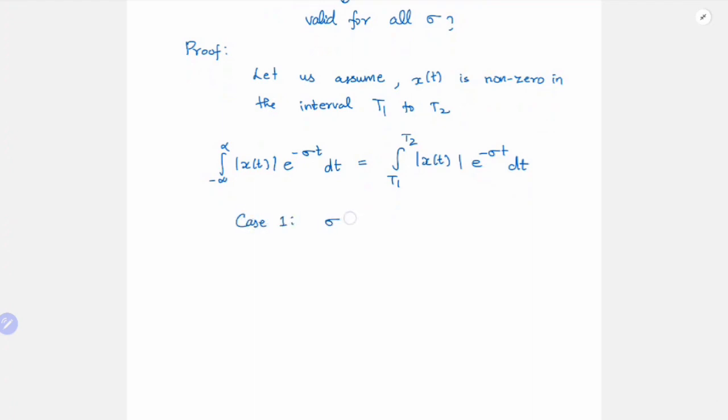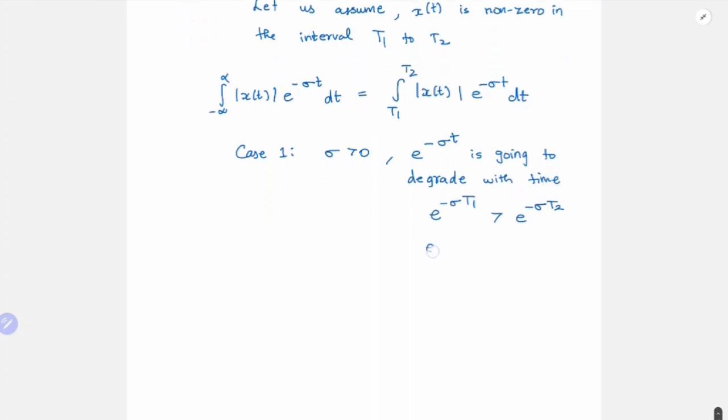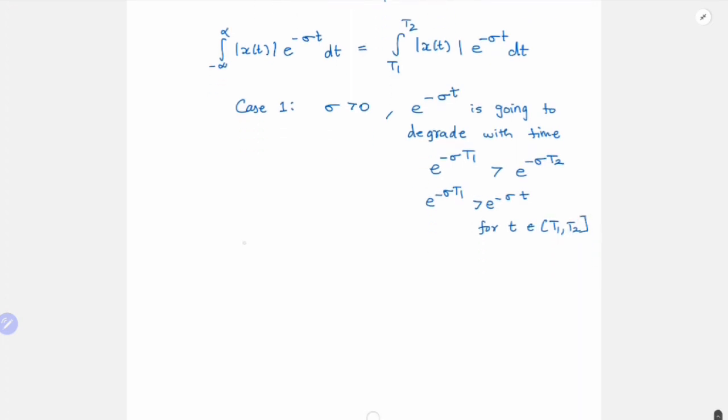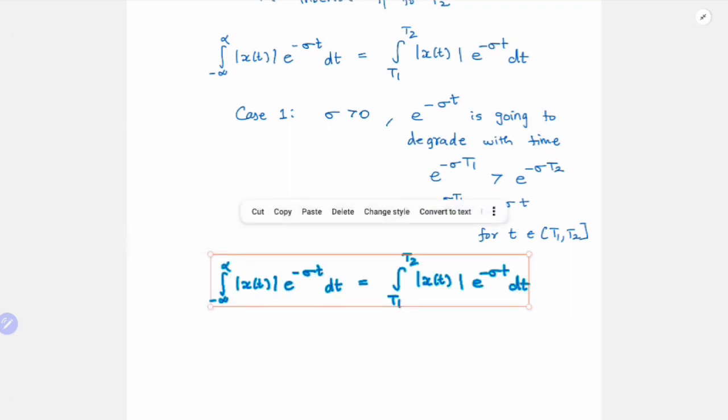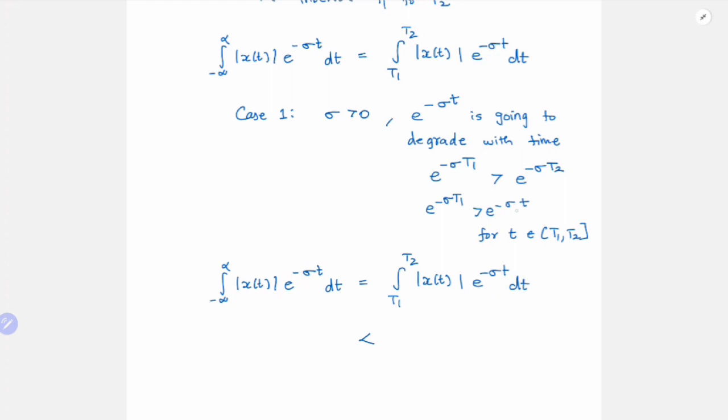Case 1, for sigma greater than 0. For sigma greater than 0, e power minus sigma t is going to decay with time. Which means e power minus sigma t1 is greater than e power minus sigma t2. And in general I can say e power minus sigma t1 is greater than e power minus sigma t for t belongs to t1 comma t2, right? So then I can replace this integral. This is less than, because of this inequality, integral t1 to t2 mod x of t e power minus sigma t1 dt.